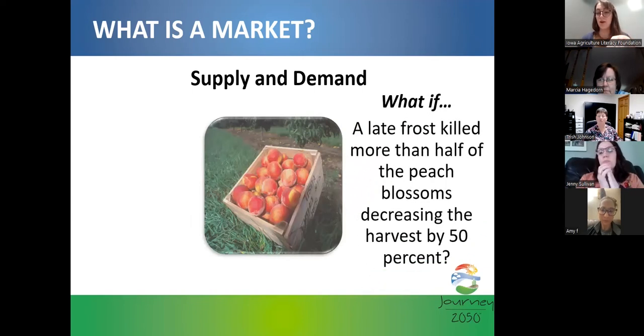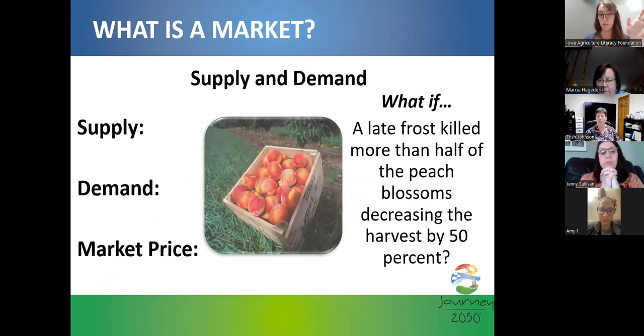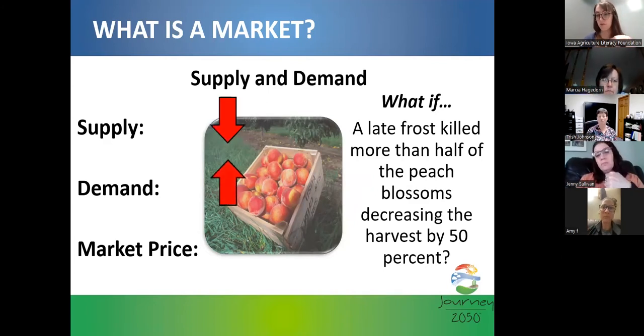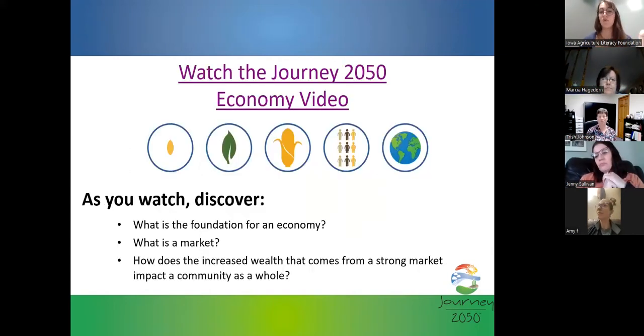What if a late frost killed more than half of the peach blossoms, decreasing the harvest by half? Okay, so what happens to our supply then? Our supply is going down. That's right, our supply is going down, so we just have fewer peaches to deal with. So then what's happening to our demand? Demand goes up. And then what happens to the price? Price goes up. Yes. Excellent. You won the contest. So we're going to be talking about how that price works. I'll show you now the video.